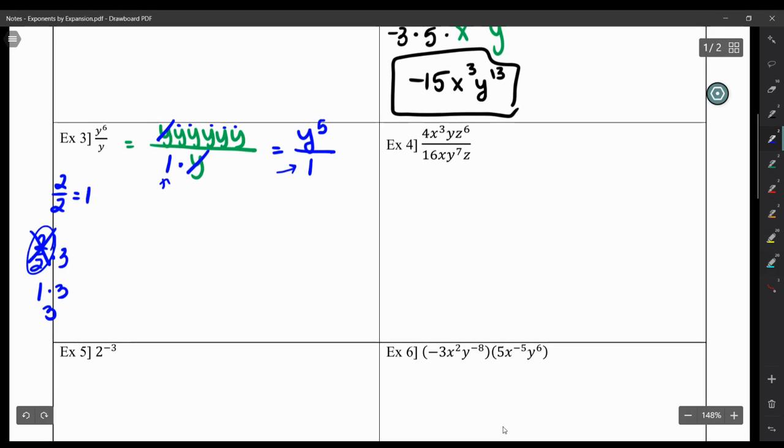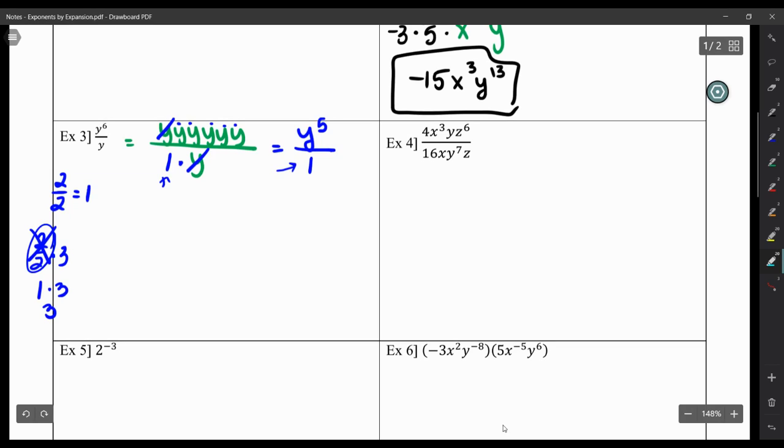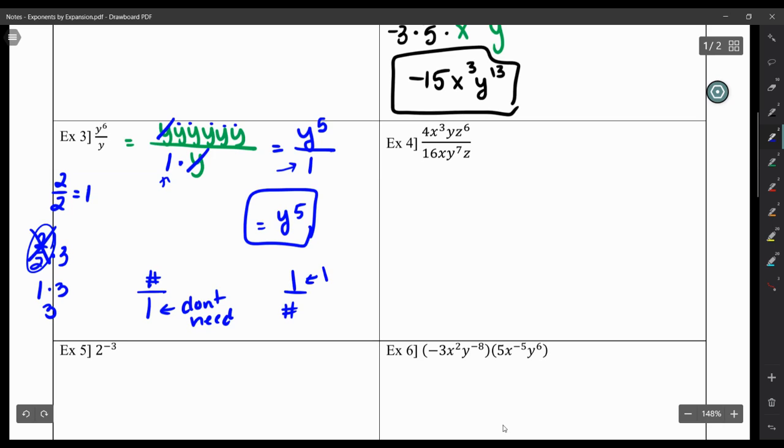Although in this case, it's still not really necessary because if you divide y to the 5th over 1, it still makes y to the 5th. So if you have a 1 on the bottom, you don't need this one. But if you have a 1 in the numerator, this one you have to keep. You can't get rid of the 1 in a numerator. You can just get rid of the 1 in the denominator.